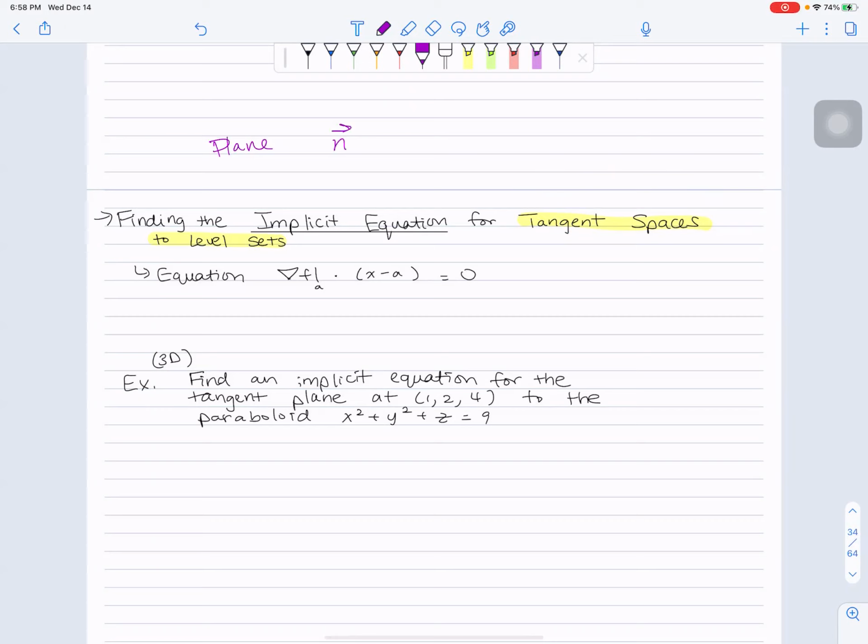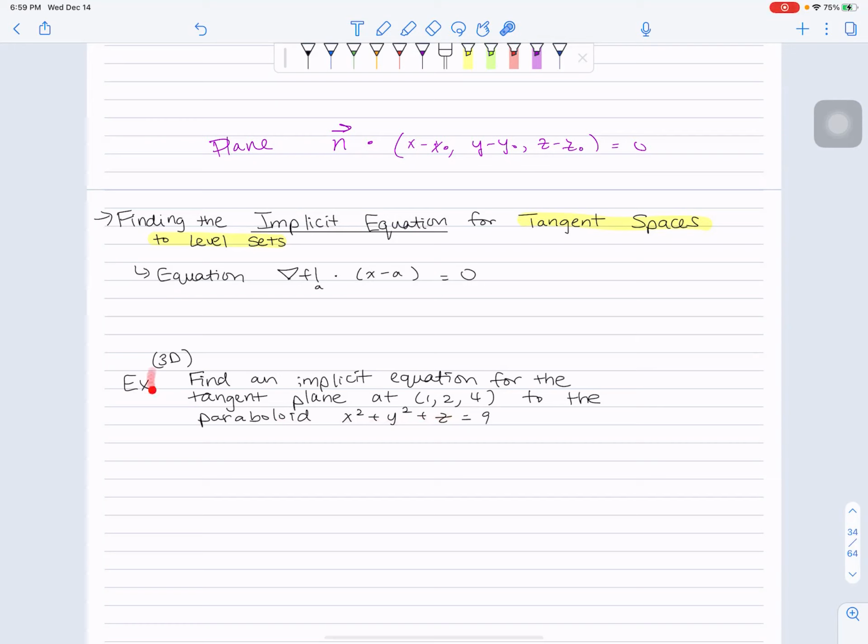We have the normal vector dotted with x minus some point, y minus a point, z minus a point, equals 0. Now for tangent spaces, instead of this normal vector, we have a gradient. And we're still going to dot it with all those variables minus the original point and set it equal to 0. That's the implicit equation for a tangent space.